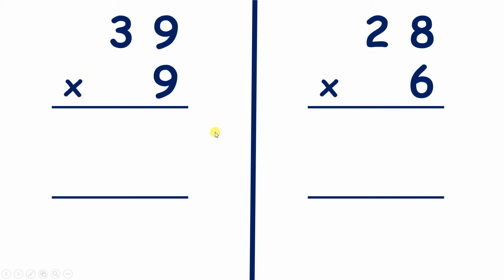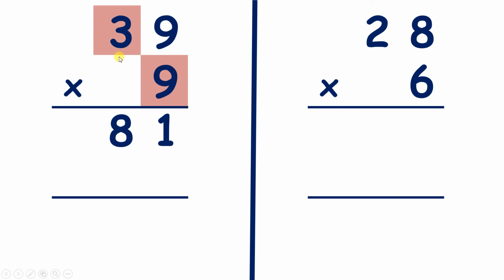Now pause the video and see if you can answer 39 times 9 using column multiplication. So we can start with 9 times 9, which is 81. And now we can move on to 3 times 9. But that 3 really stands for 3 tens. So we can write 0 in our units column, and then 3 times 9 gives us 27. So we have 27 tens, or 270.